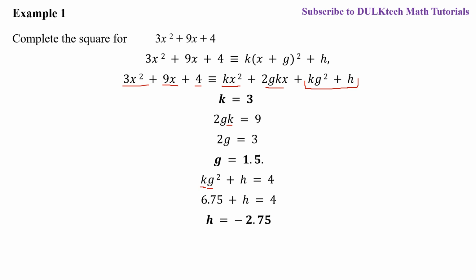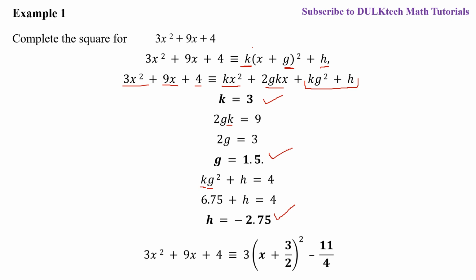Now that we have the value of h, the value of g, and the value of k, we can substitute these values: the value for k here, the value of g here, the value of h here. You can substitute these values back into this expression, and we find that this quadratic expression on the left hand side is identical to this one, which is the same as the answer that we'll get after completing the square.